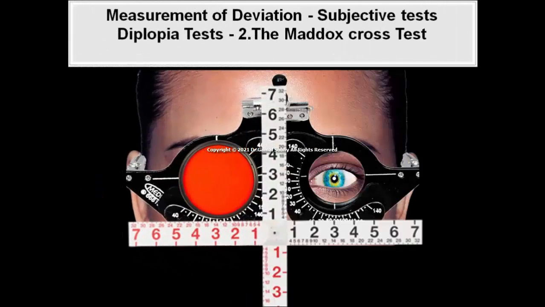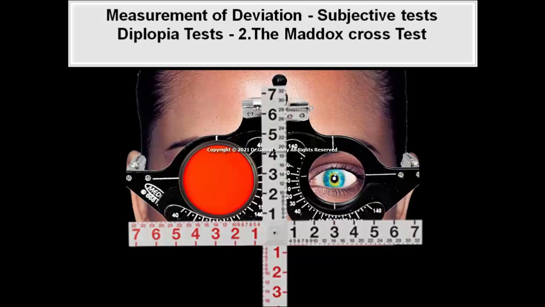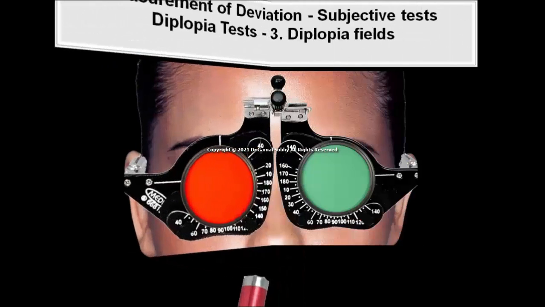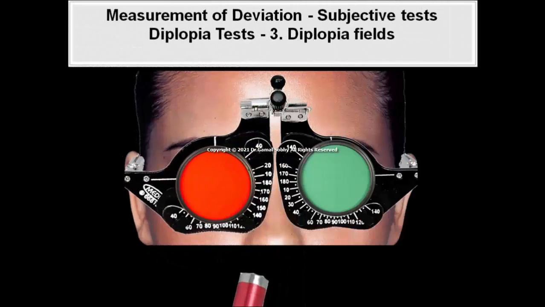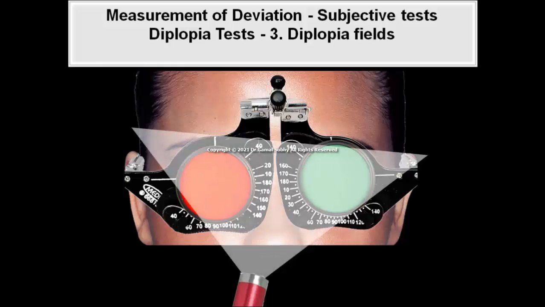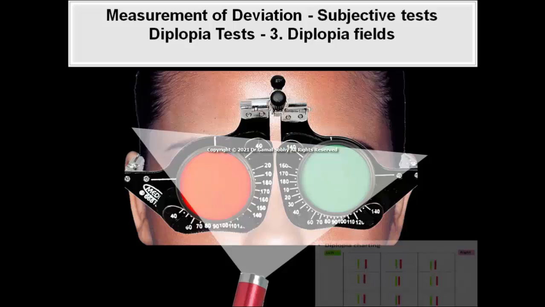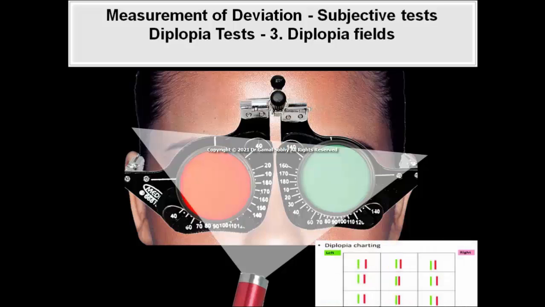The Maddox cross test. If the white fixation light is in the center of a Maddox cross, the patient must state the number near which the red light is seen. This number indicates the amount of deviation. Diplopia fields. With the red and green glasses placed in front of the patient's eyes, this test is used to determine the presence and amount of concomitant deviations in the 9 cardinal positions, and to determine the distances of the double images, and marking them on an appropriate chart.